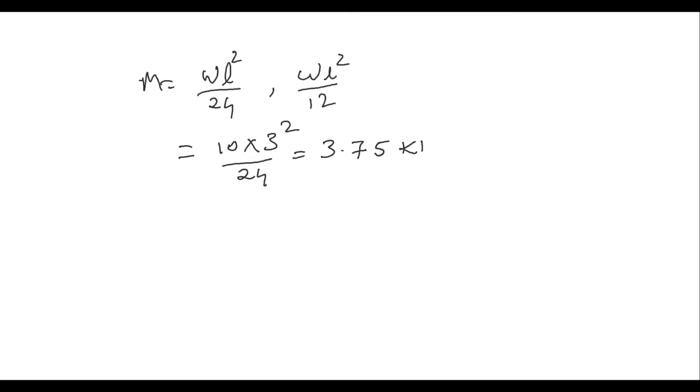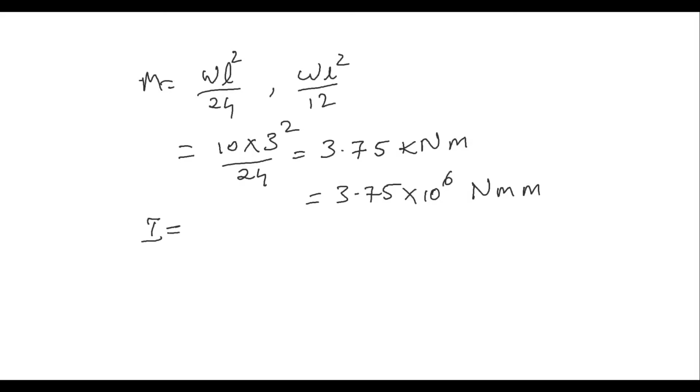3.75 kilonewton meter. So this is the bending moment that you got. From this bending moment, if you convert that into mm, you have to multiply with 1000. If you convert into Newton, then it is going to be 3.75 into 10 power 6 Newton mm. Okay, Newton mm.